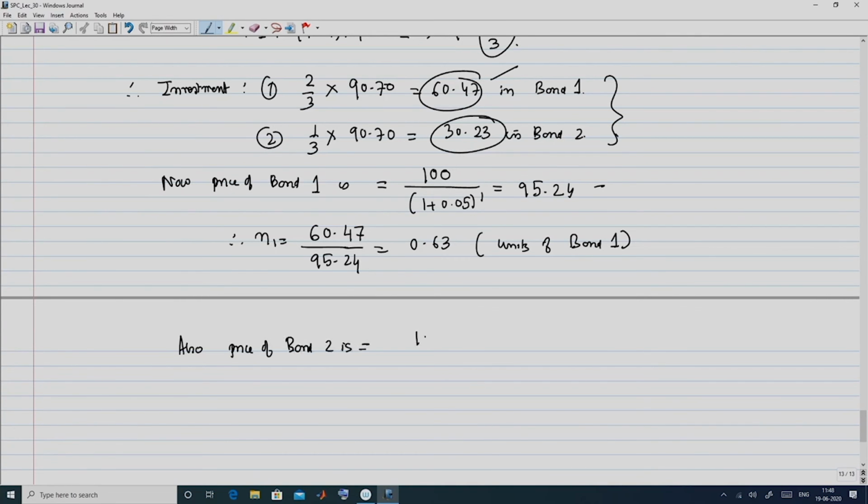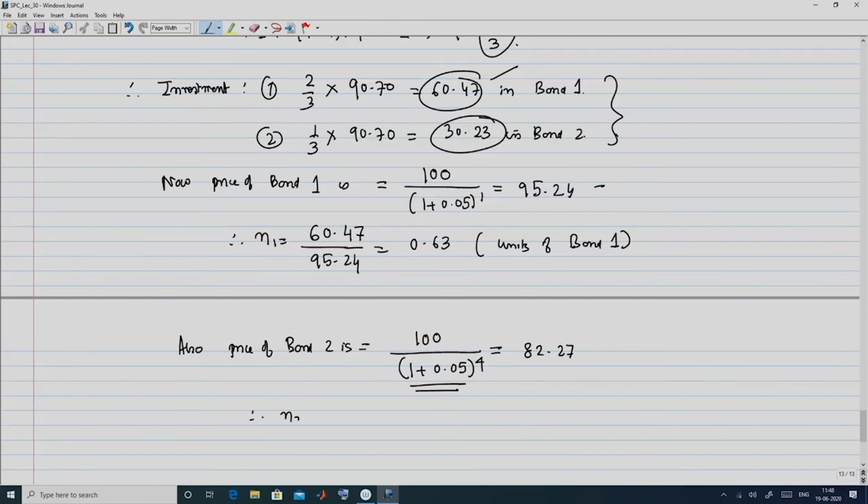Now, remember, bond 2 also has a nominal of 100, and this was a 4 year bond at an interest rate of 0.05, that is 5%. So, this is going to be 100 divided by 1 plus 0.05 raised to 4, since it is a 4 year bond, and this turns out to be 82.27.